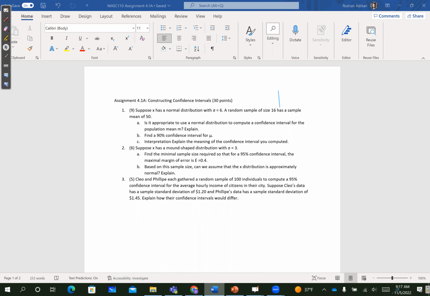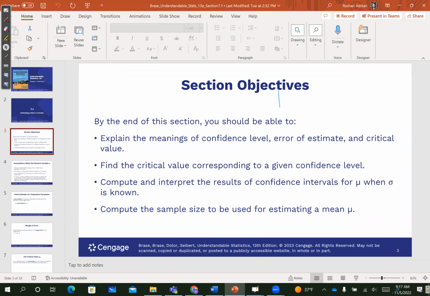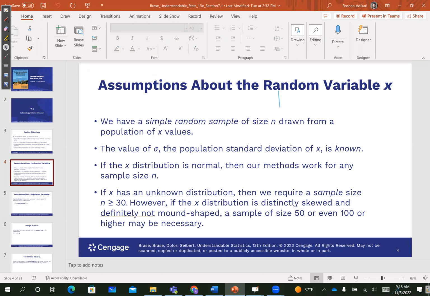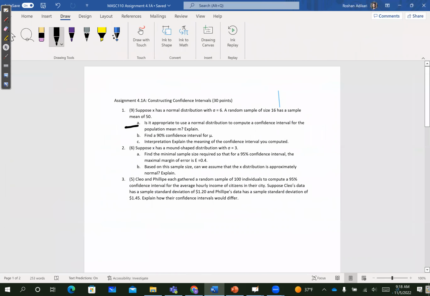Now, the slides are actually from chapter 7 for your unit 4. When you read the section objectives, right here in these slides the answer is there. So for the first one the answer is there, and for the second one, find the 90% confidence interval.